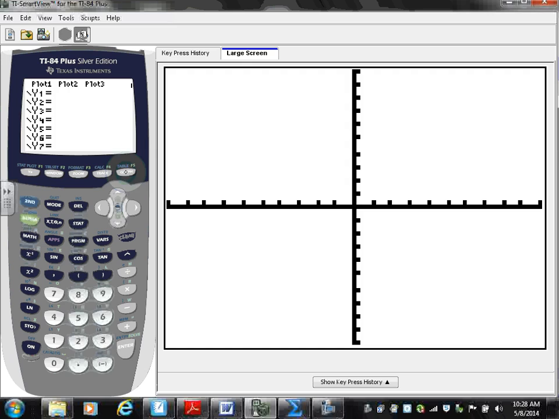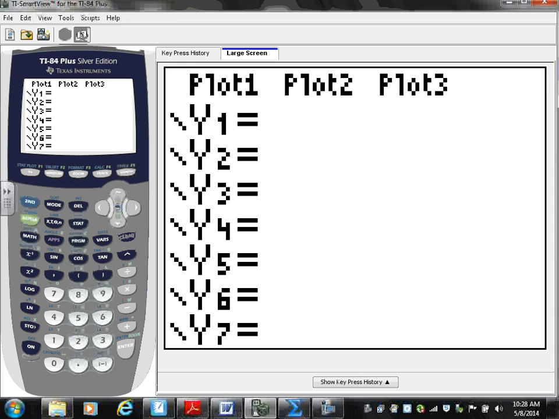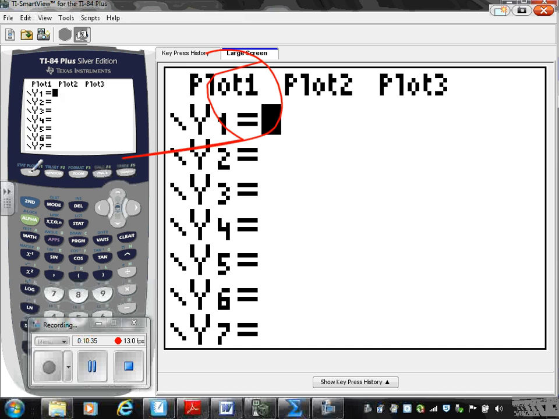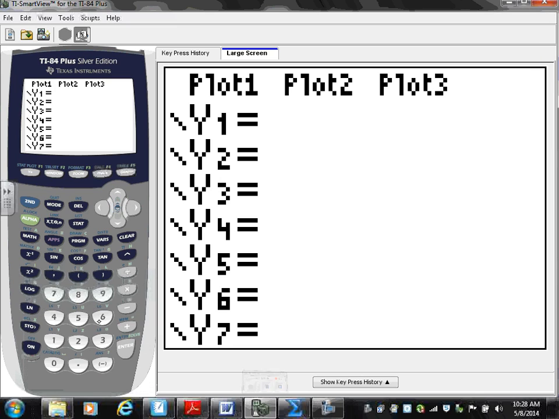Okay, that's because I didn't turn on plot 1. If I go back into my y equals, see up here where it says plot 1, see how it's not highlighted? Well, what I need to do is go up there and highlight it. So I'm going to go up to plot 1, and I'm going to hit enter. And now when I go off it, now it's highlighted. And so it's turned plot 1 on, and it's now going to look at your L1 and L2 points, and it's going to plot them.